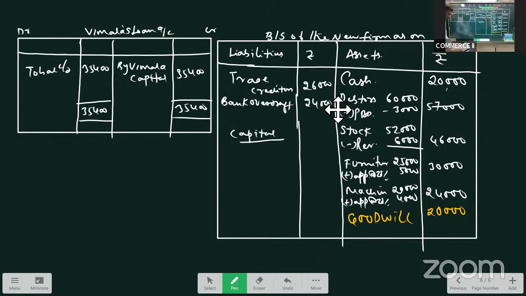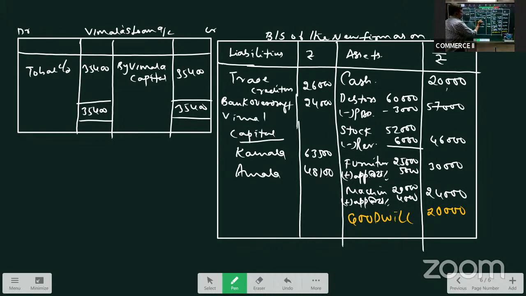Take capitals now. What are the capitals given? Now, Vimala is retiring, so don't take her capital. Take capital of Kamala and Amala. We have prepared their capital accounts, and the figures were 63,500 and 48,100. And Vimala was retiring. Her amount was transferred to a loan account. Vimala's loan account. And what was that amount? It was 35,400. Now just do the total.